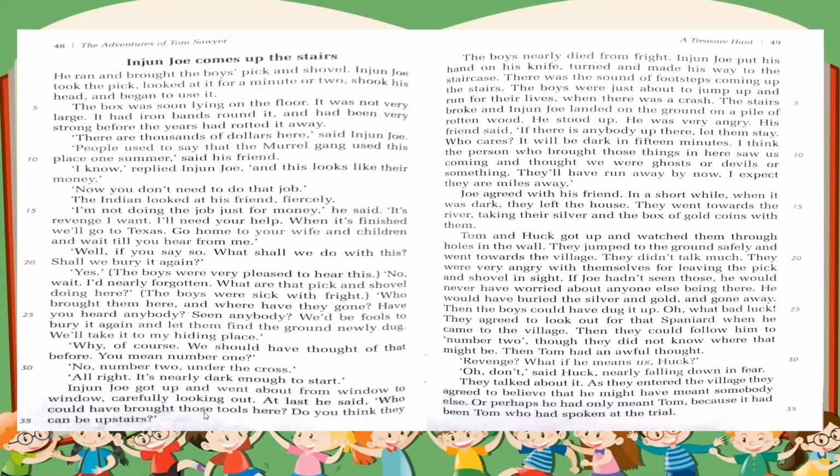At last he said, who could have brought those tools here? Do you think they can be upstairs? In the end, he asked his friend Spaniard who could have brought those tools to the haunted house, and whether he thought they could be upstairs. So the two boys, Tom and Huck, were listening to them very carefully and very quietly. Okay, the boys nearly died from the fright. Injun Joe put his hand on his knife, turned, and made his way to the staircase.